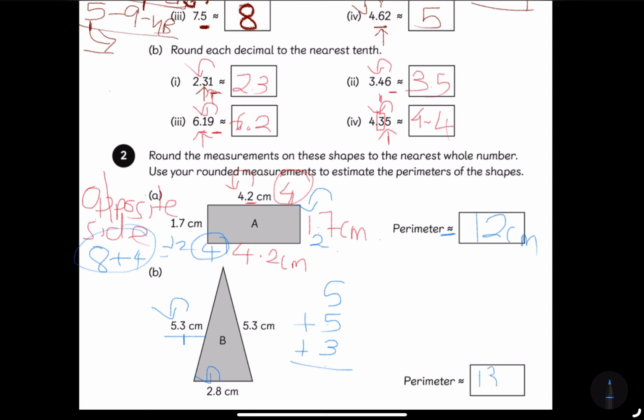Kindly do not forget to write the units. They are of prime importance when we are practicing measurements, maybe centimeters, maybe meters, maybe millimeters. So kindly look into the question, see what unit of measurement has been given, and write the same thing in your answer.